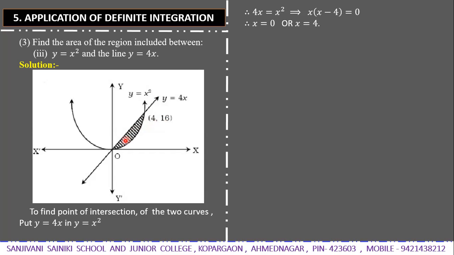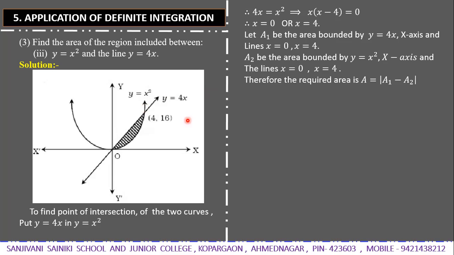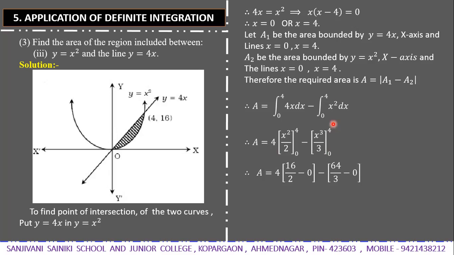So y for the upper curve means y for this line, and y for the lower curve means y for this parabola. So take their subtraction, and you will get the actual area. A is equal to 4 times the integration of x, which is x square upon 2, lower limit 0, upper limit 4, and the integration of x square is x cube upon 3, lower limit 0 and upper limit 4.